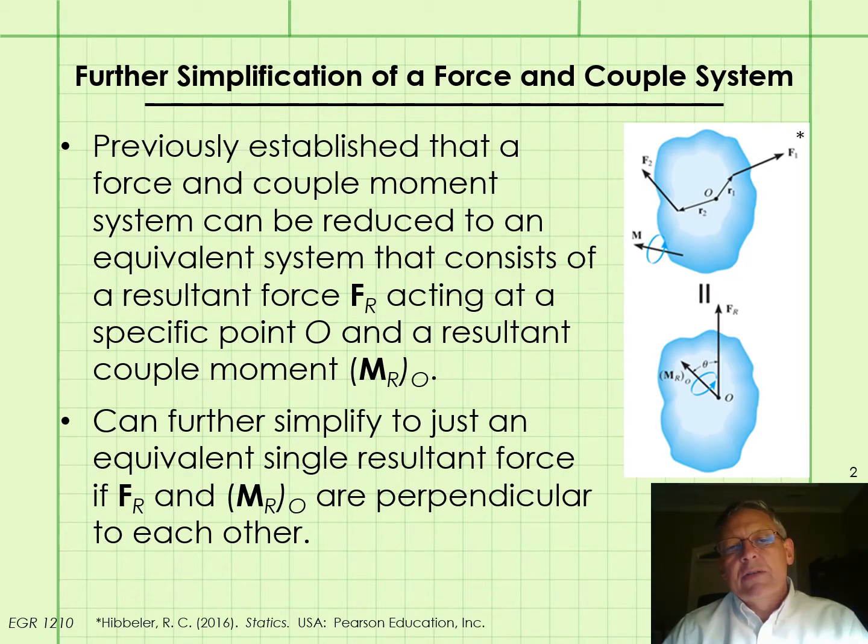In the previous lecture, we established that a force and couple moment system can be reduced to an equivalent system that consists of a single resultant force, F sub r, acting at a specific point O, and a single resultant couple moment, M sub r. Now we're going to look at further simplification of that equivalent system to just one equivalent single resultant force in the cases where F sub r and M sub r are perpendicular to each other.